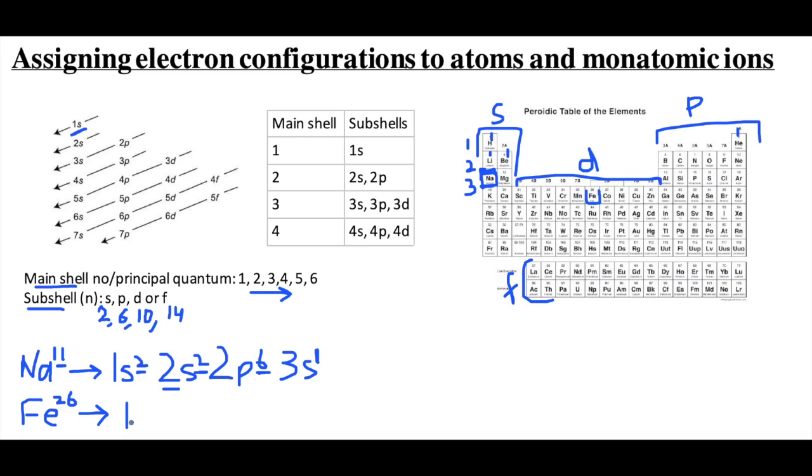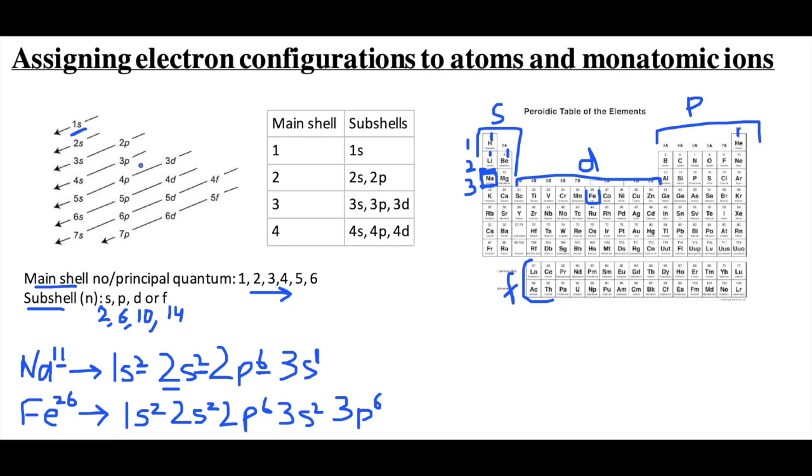So the lowest energy level is 1s2, then we have 2s2, then we have 2p6, then we have 3s2, then we have, in increasing order, 3p, and the maximum number of electrons that the p subshell can hold is 6, so 3p6.